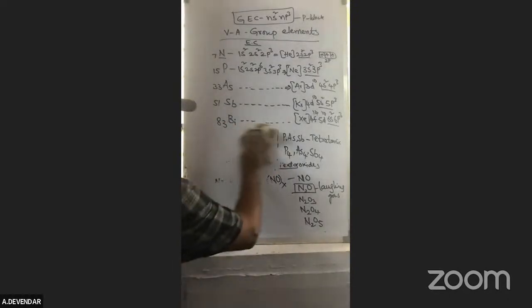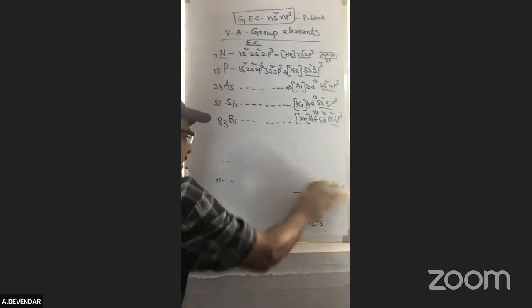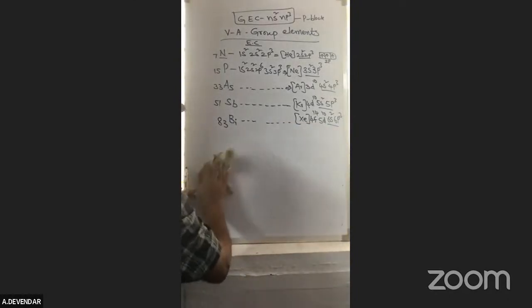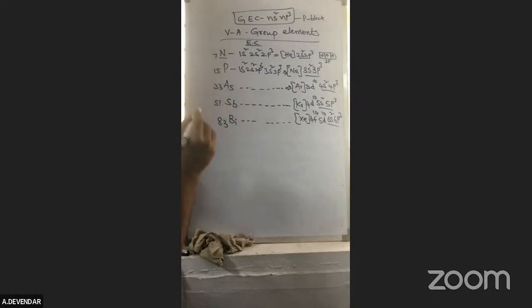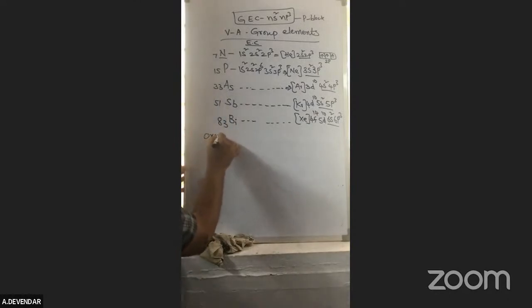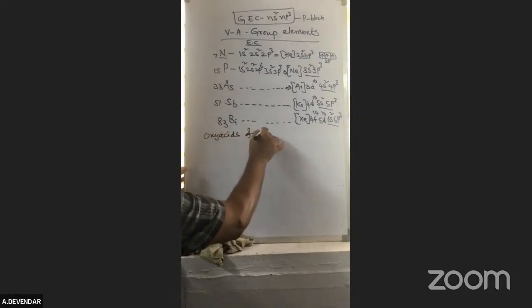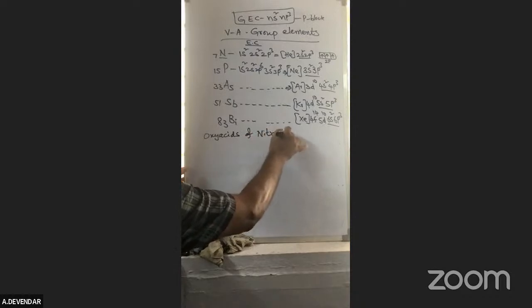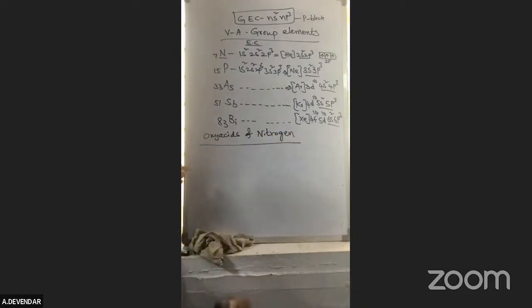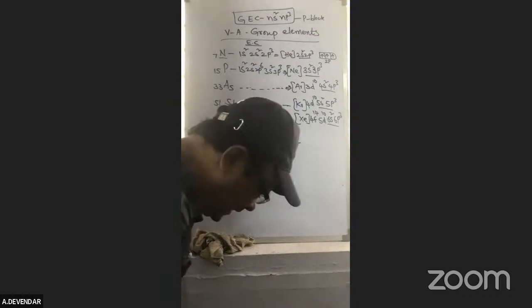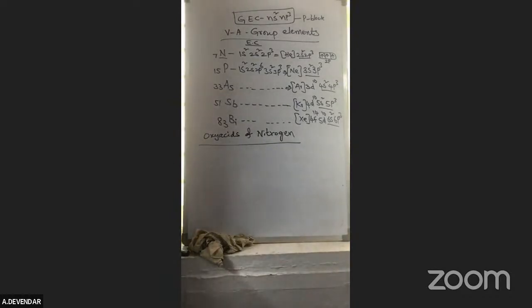Now we are discussing the oxyacids of nitrogen. What are the oxyacids of nitrogen? From the examination point of view, it is a 5 marks question. Oxyacids of nitrogen are very simple to remember, only 4 are there. They are particularly easy to remember, there is a clue.